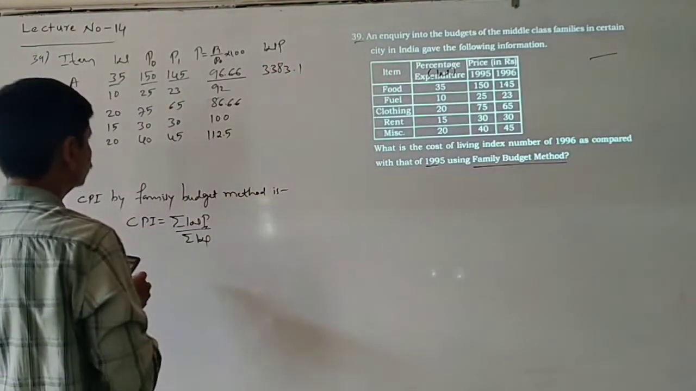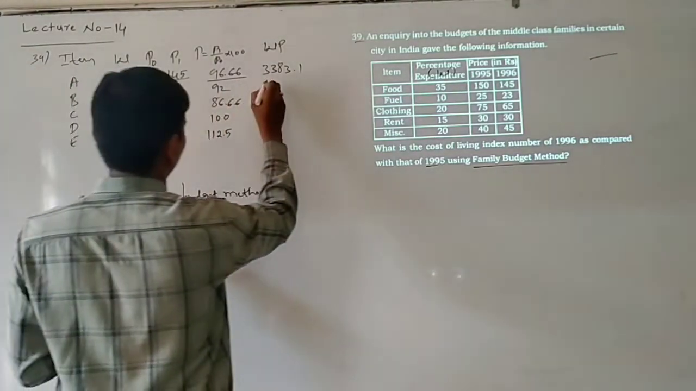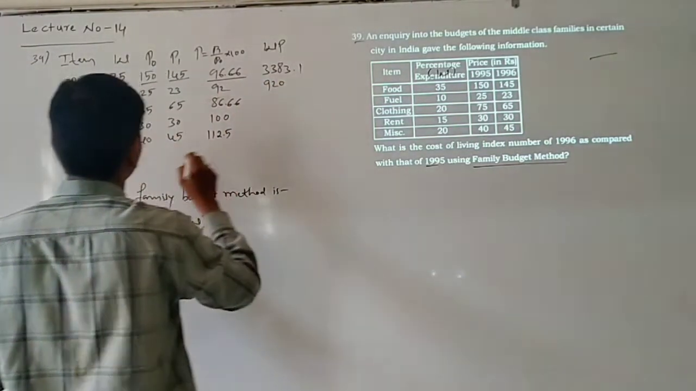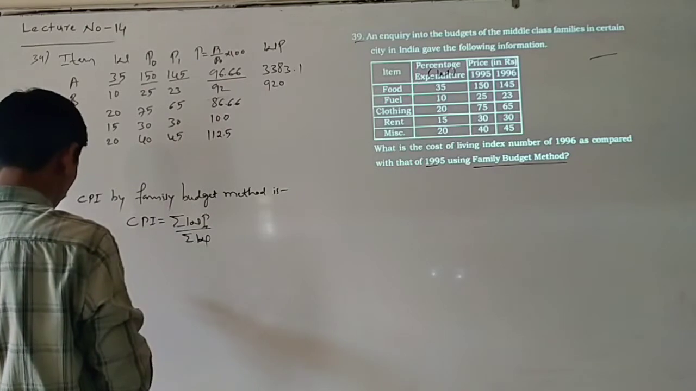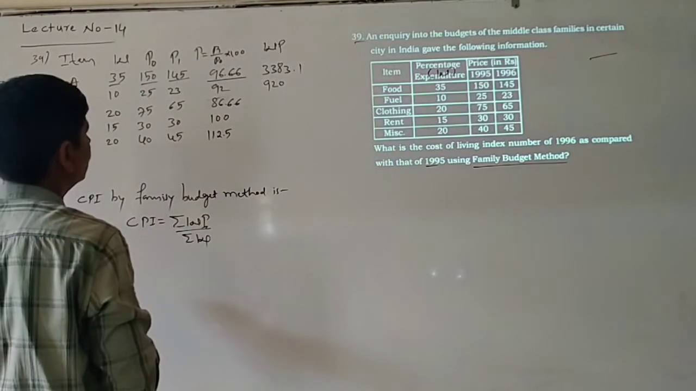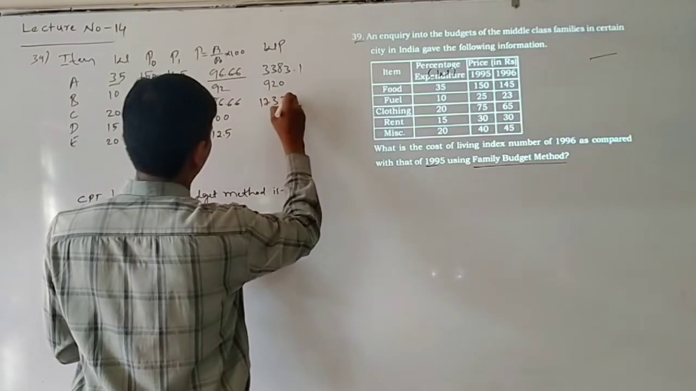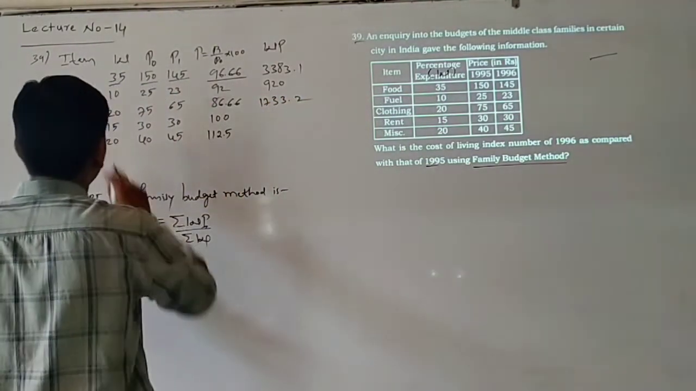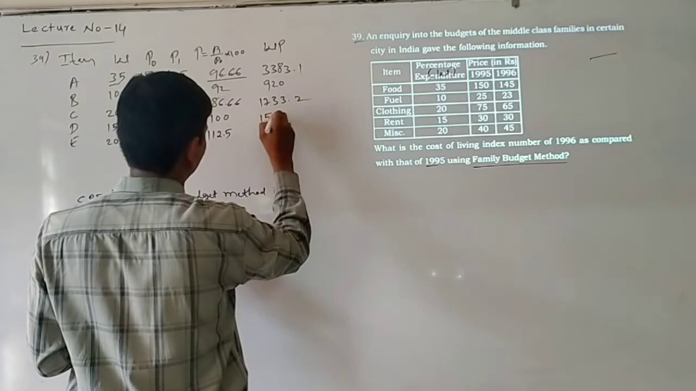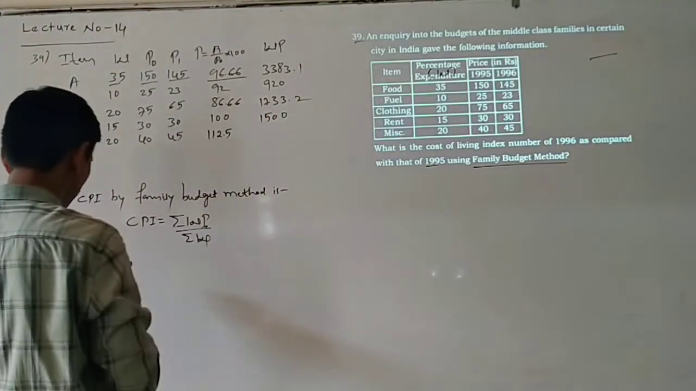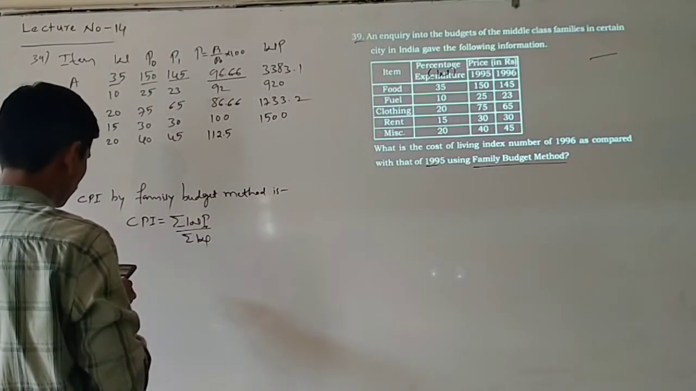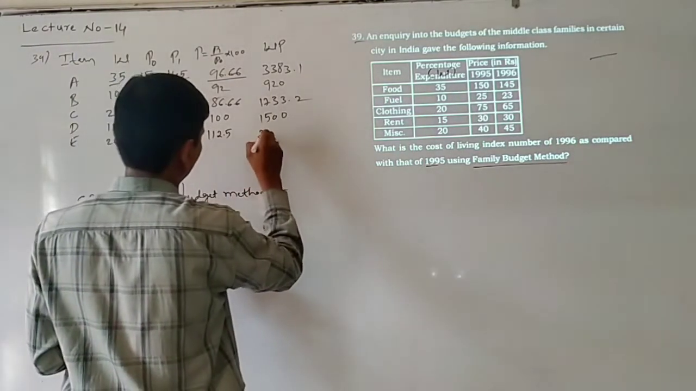3383.1. Next, 10 into 92, 920. The next, 20 into 86.66 is 1733.2. The next, 15 into 100 is 1500. The next, 20 into 112.5 is 2250.